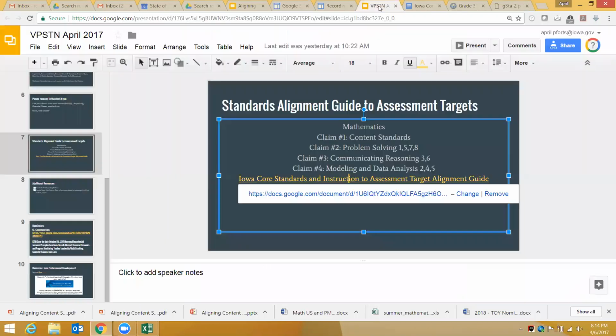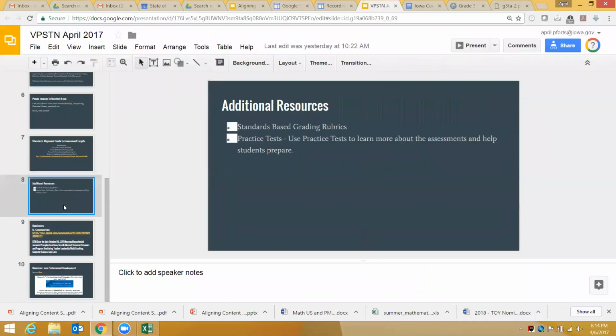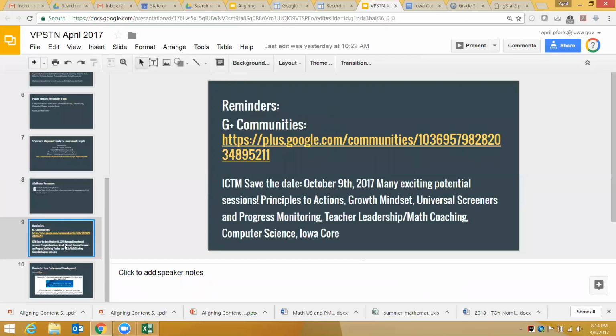So to go back over here, the other things that we talked about is we have the standard-based grading rubric that's up on the website so that you can also see the achievement level descriptors there. And next month, we're going to talk about that a little more in depth. I would encourage you to go and take a practice test so that you can see some more question types there. And as a reminder, we have a G+ community, and ICTM save the date is October 9th.